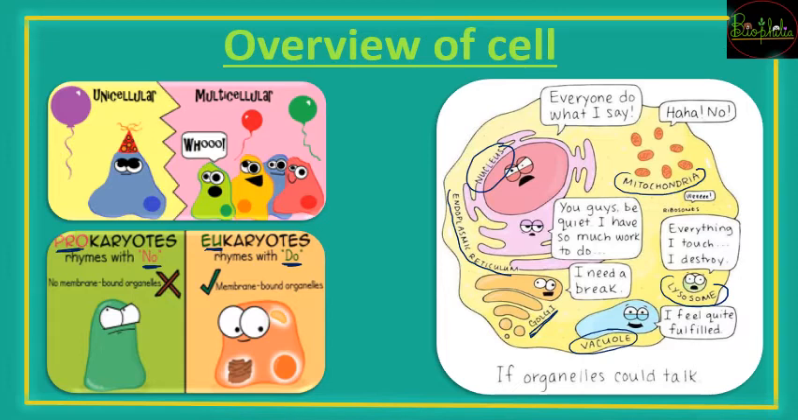Yahan pe all the dead debris or whatever is going to be destructive. So what does it say? Everything I touch I destroy. That means it has some enzymes which are going to degrade and destroy all the dead or waste material of the cell. And then here are the small little ones, that is ribosomes, which are going to be the protein forming body. So these are very small tiny cell organelles. So all these are nothing but the membrane bound organelles which are found in eukaryotes.